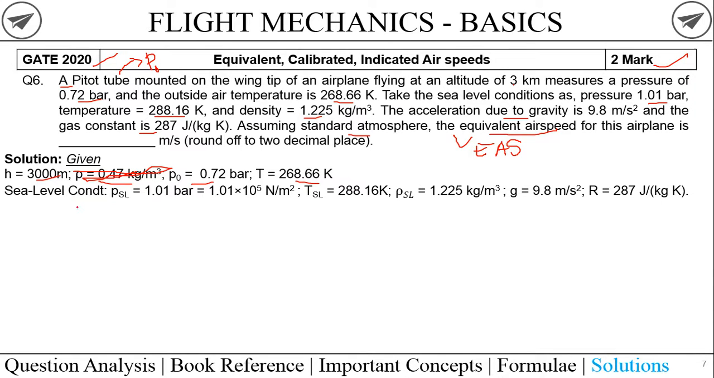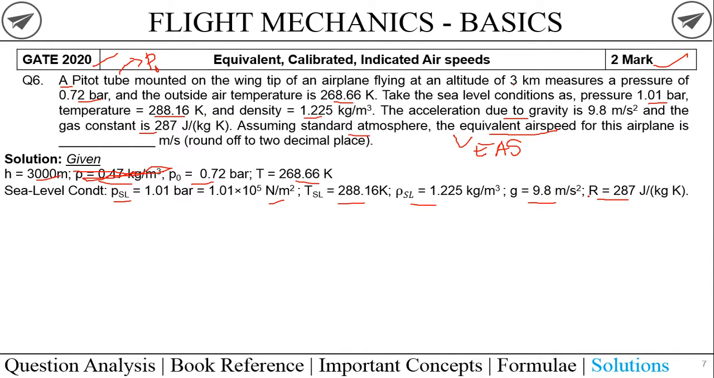Now they have also provided the sea level conditions, pressure at sea level. So not to confuse the stagnation conditions and sea level conditions, I have written the sea level conditions as PSL, and P naught means the stagnation conditions. So here 1.01 bar, which is 1.01 times 10 to the power 5 Newton per meter square. This is just the alternate representation of it. And temperature at sea level is 288.16 Kelvin as written over here. And density at sea level is provided 1.225 kilogram per meter cube. And they have also provided the acceleration due to gravity g and gas constant R 287 joule per kg Kelvin.